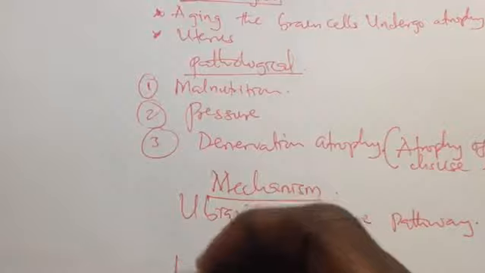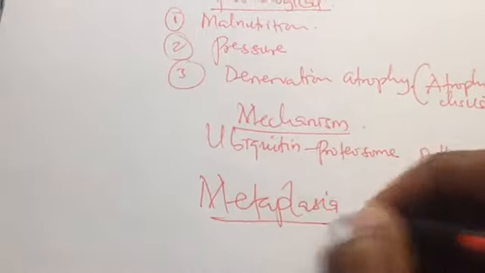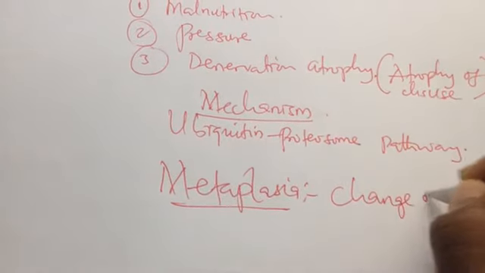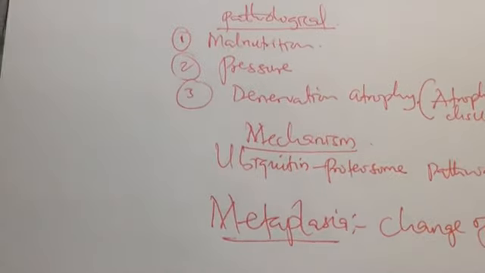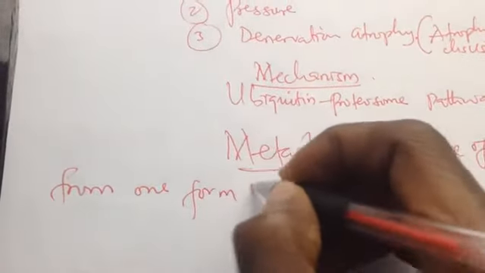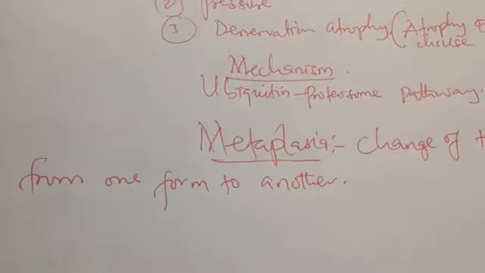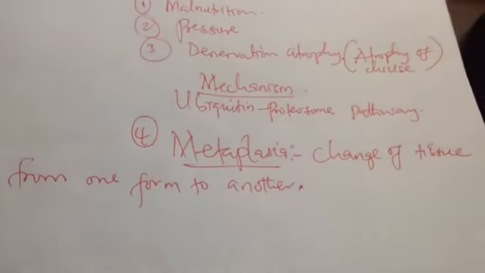So that is it. Then we have metaplasia, the last one. Metaplasia means change of tissue, entirely a change of tissue from one form to another. So that is what we call metaplasia. This is number 4.